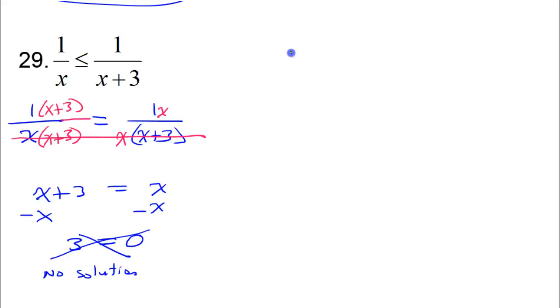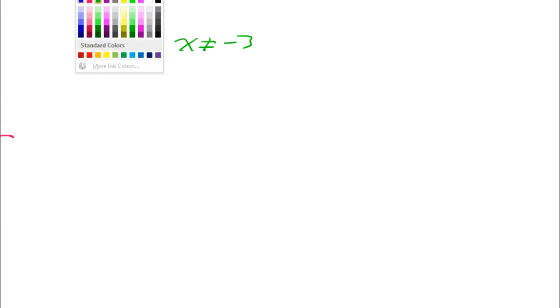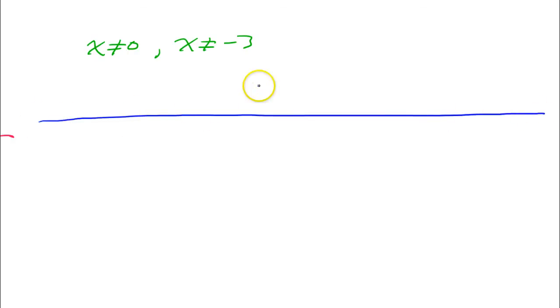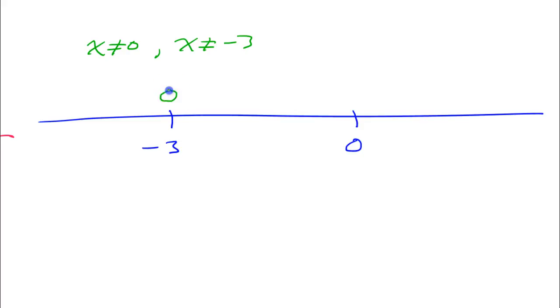Looking at the x, I know that x cannot equal 0. Can't divide by 0. Looking at the x plus 3, I know that x cannot equal -3. So these are my two excluded values, so I can still draw my number line and find the solutions to the inequality. So I've got 0 and -3. Excluded values are always graphed as open circles. So both of these will definitely be open circles.